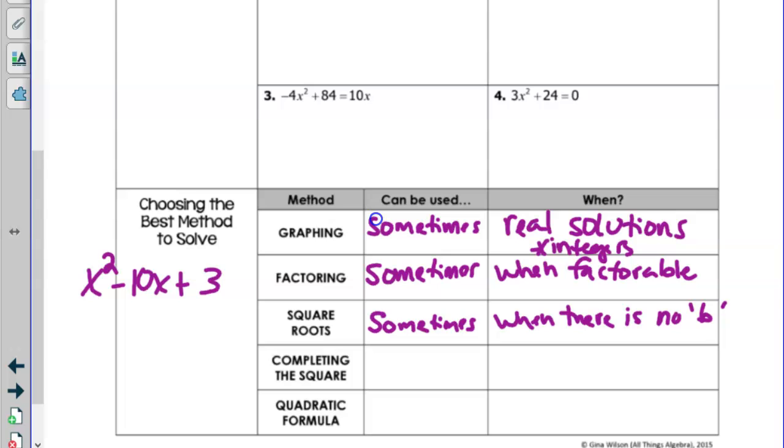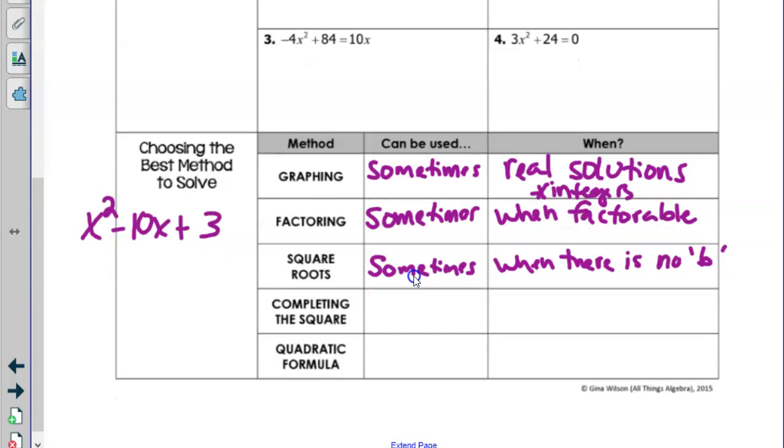Alright, completing the square, just skip that one because we didn't do it, but it does always work. Quadratic formula, always or sometimes? Always. Every time this will work. And I would say any time that the other methods are not reasonable. Let me put it this way, the other methods aren't efficient.